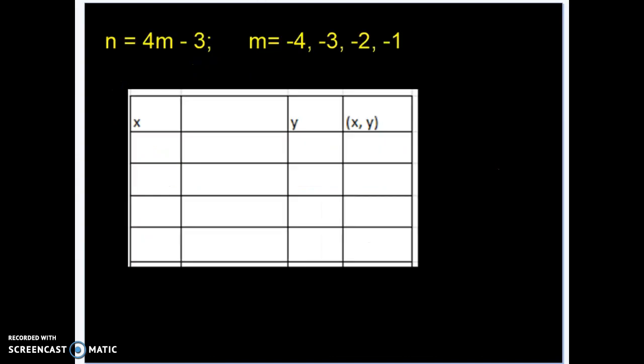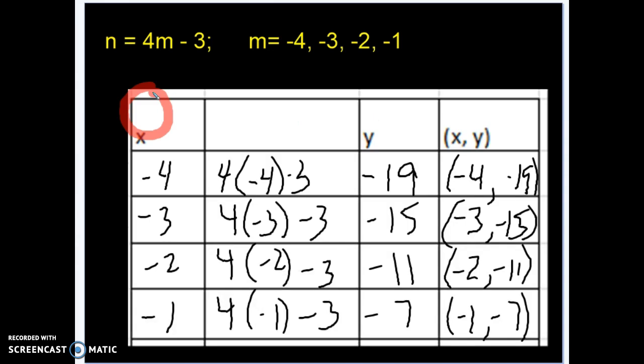So go ahead and pause this. I want you to fill out this table based on this situation of 4m minus 3. And I'll help you get started. The first thing I want you to do is put negative 4, negative 3, negative 2, and negative 1 in the column for x. So go ahead and pause, fill this out, and then hit play.